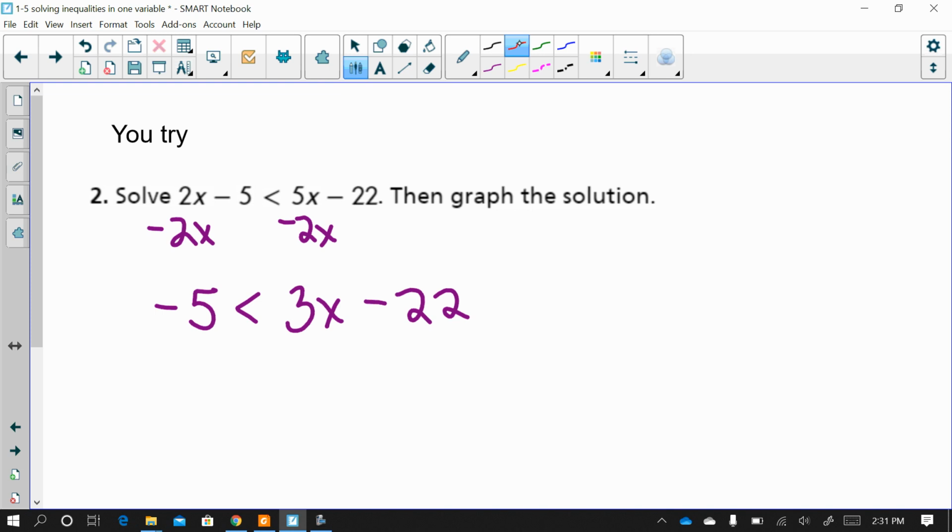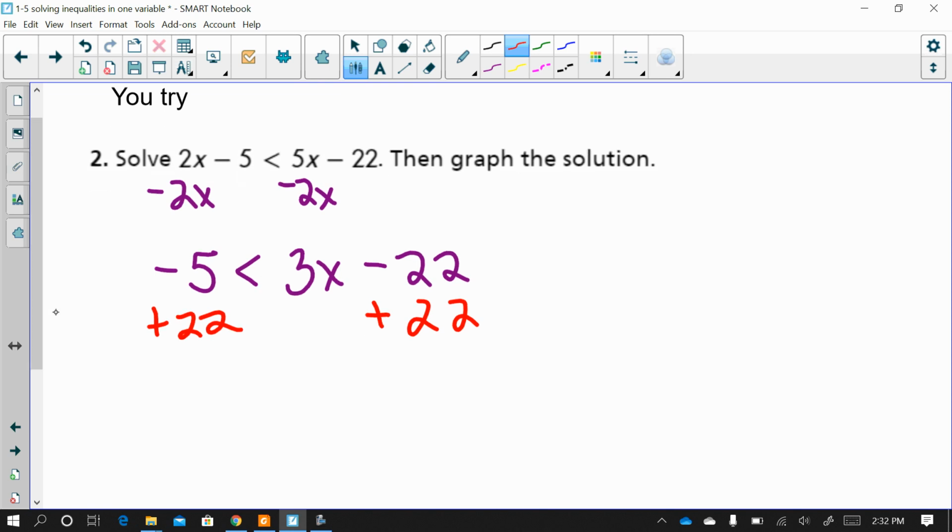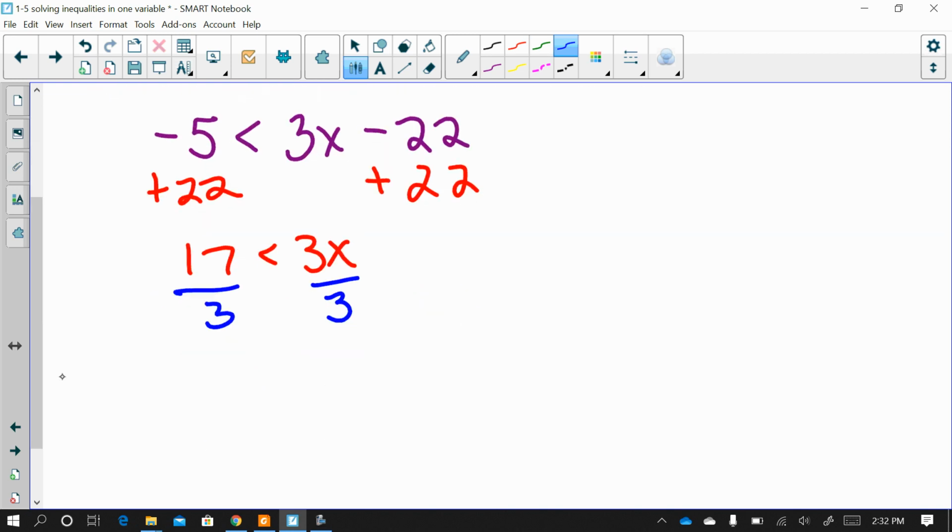Okay, I got all my x's together. Got to move the other stuff. So let's add 22 to both sides. 22 minus 5 is 17. Is less than 3x. To get my x by itself, I'm going to divide. So 17 over 3, you can leave it as a fraction, is less than x. You could also write this as 5.6 repeating.